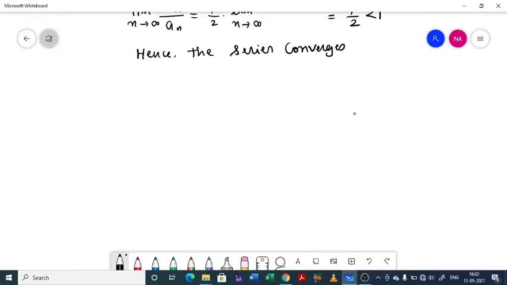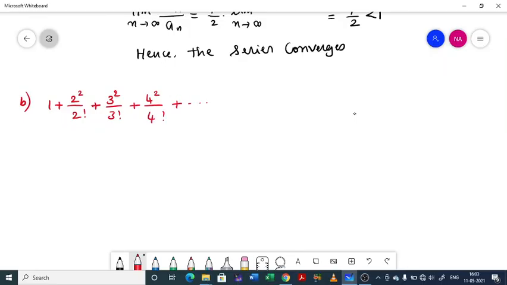Next, problem B: 1 plus 2^2 divided by 2 factorial plus 3^2 divided by 3 factorial plus 4^2 divided by 4 factorial plus and so on.